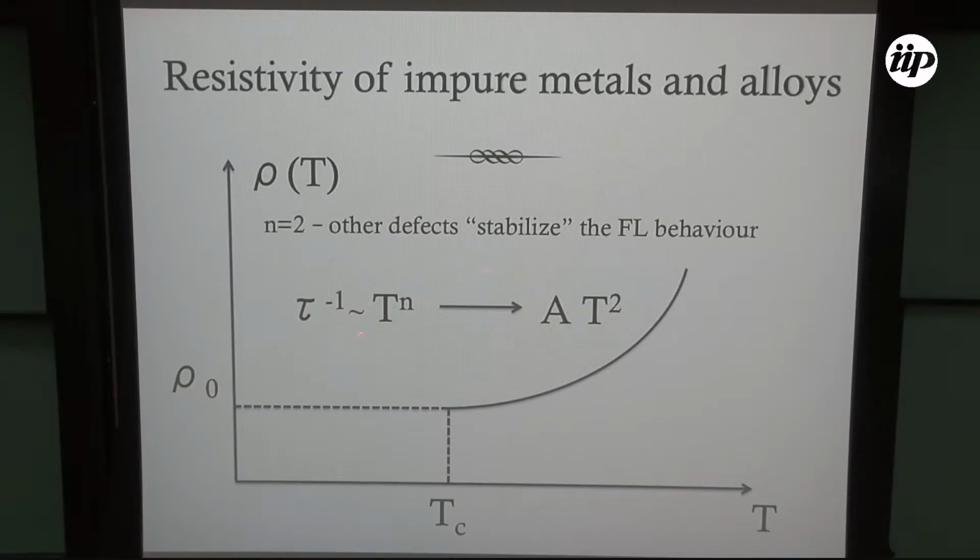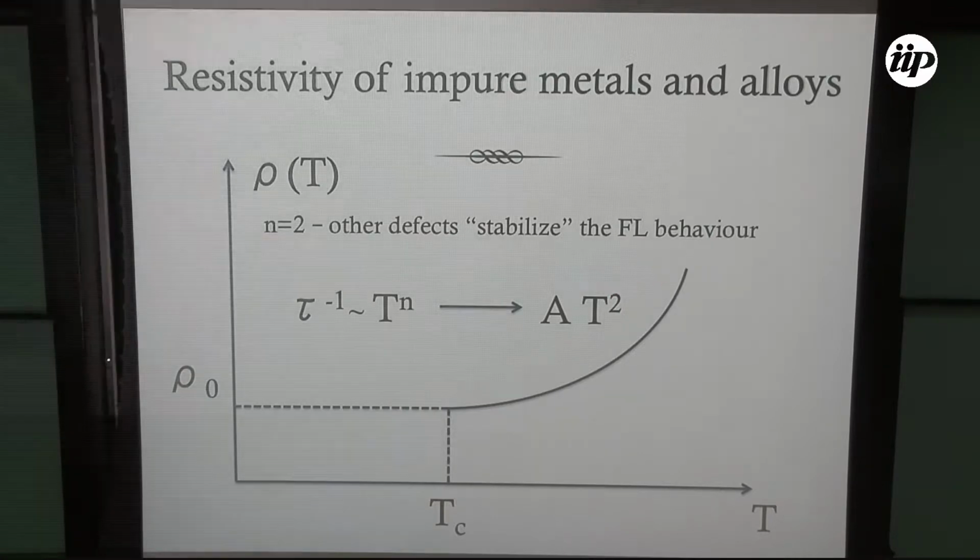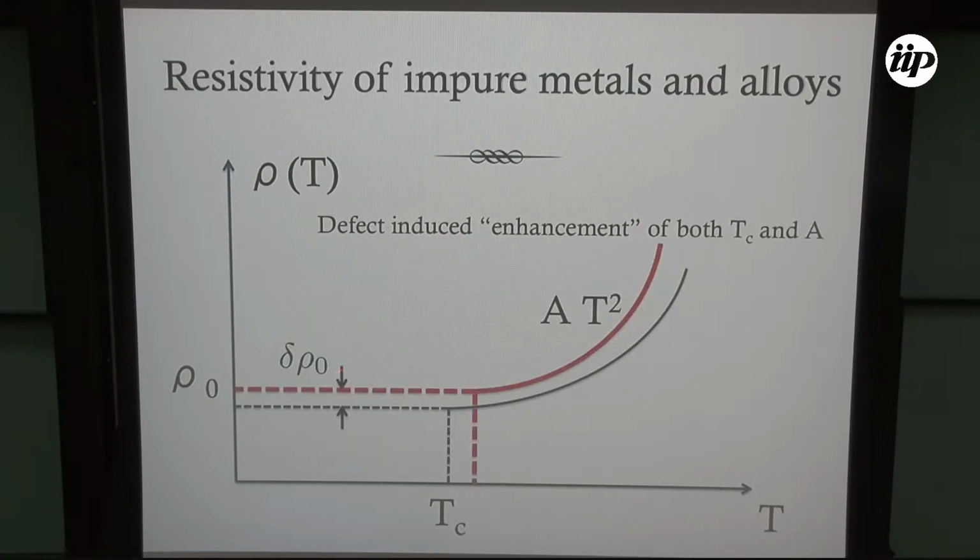However, there are some defects that stabilize Fermi liquid behavior. You start with some temperature dependence, you add such defects, and you get a T squared. Not only that, if by adding such defects the residual resistivity increases, you can also increase Tc and the curvature of the T squared term. You have a combined enhancement of Tc and A.